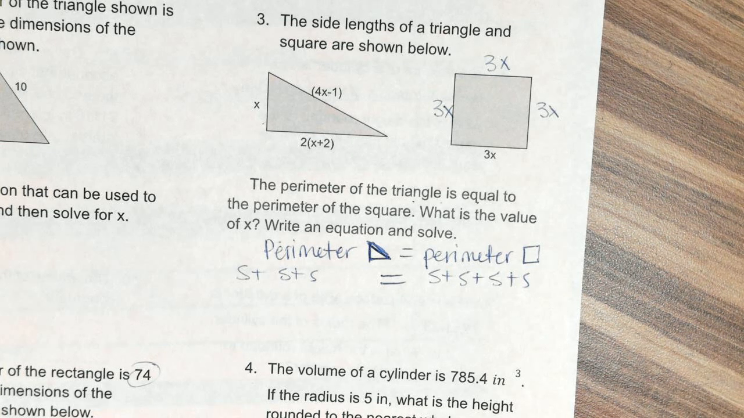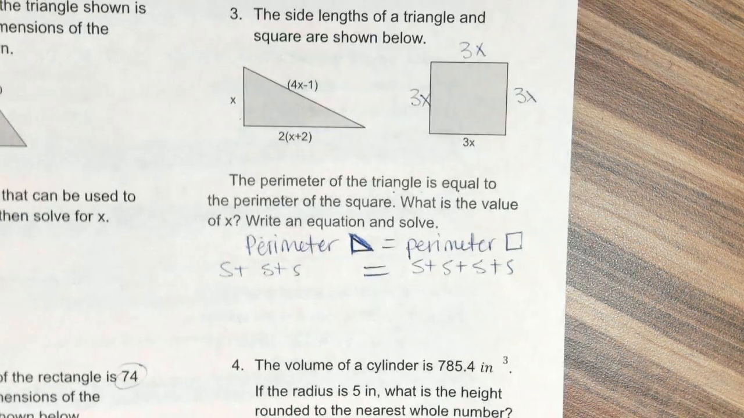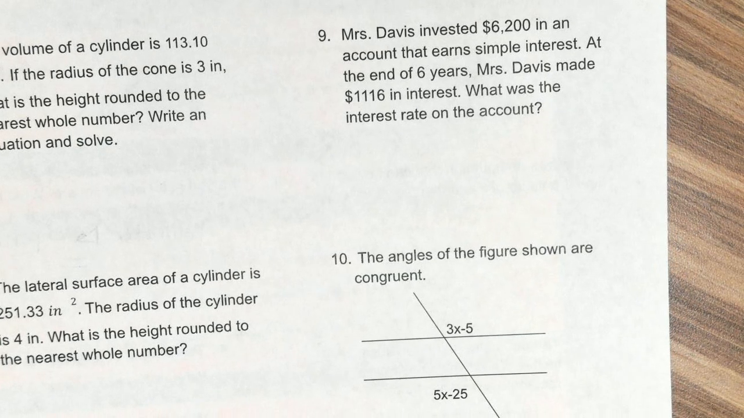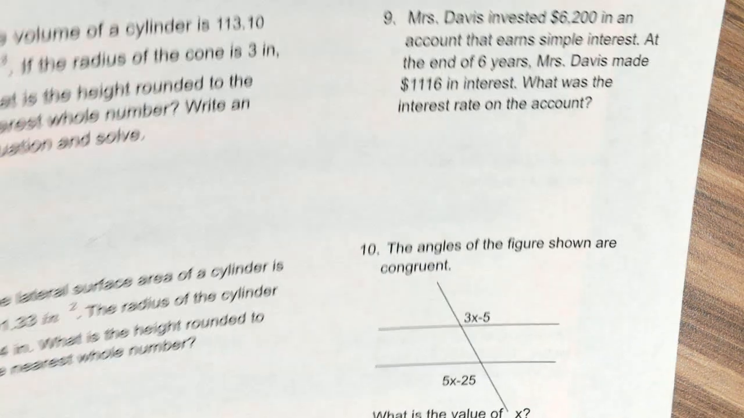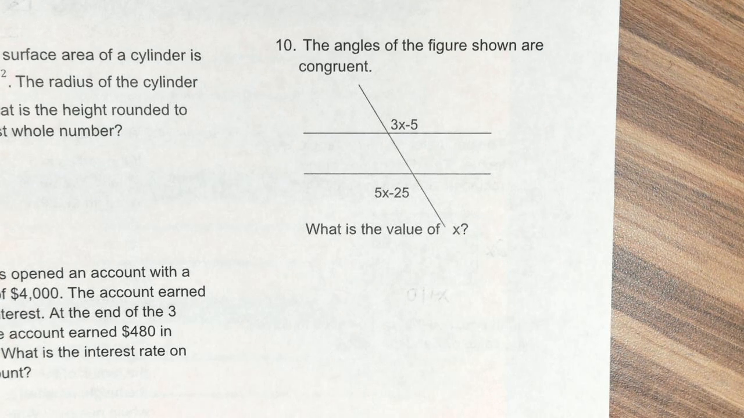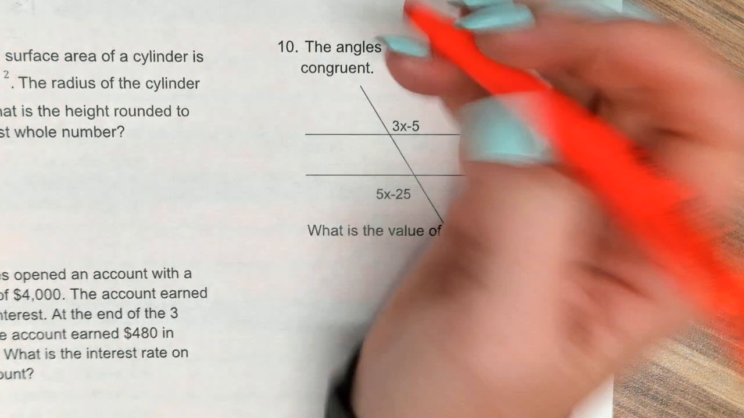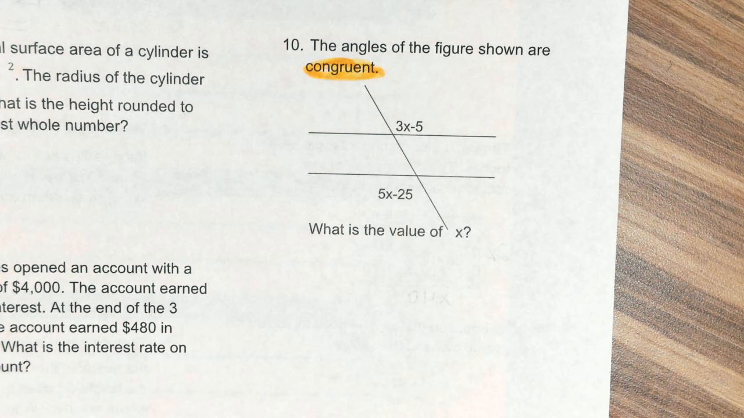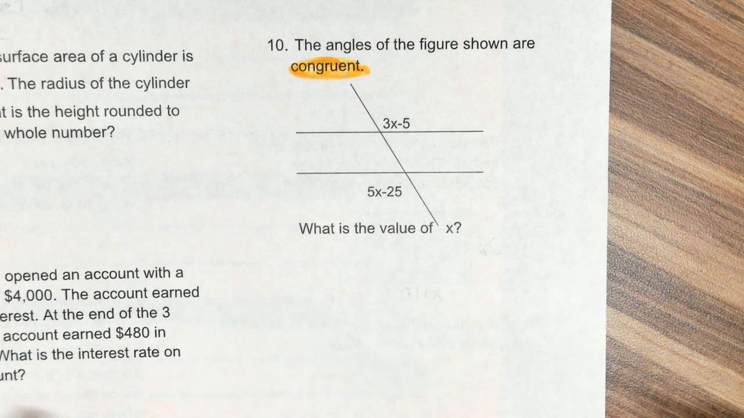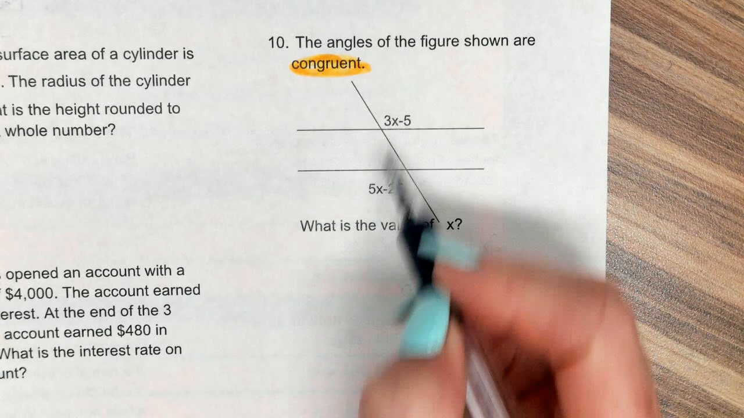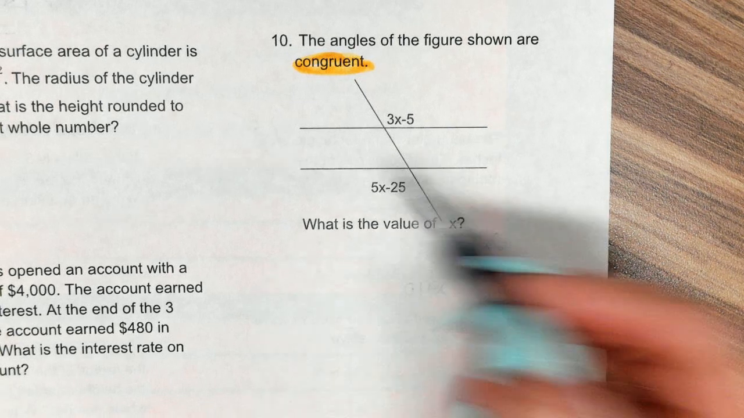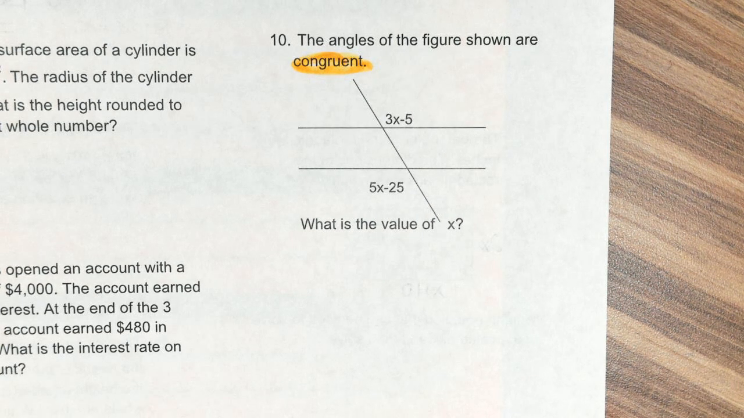Make sense? Yes? The rest of it, I have done an example of every single one except number 10. So go to number 10 so I can explain. Number 10 says, the angles of the figure shown are congruent. Who can tell me what congruent means? It means they're equal. They are the same. So my equation is going to be this equals this. And I let my calculator do the work.